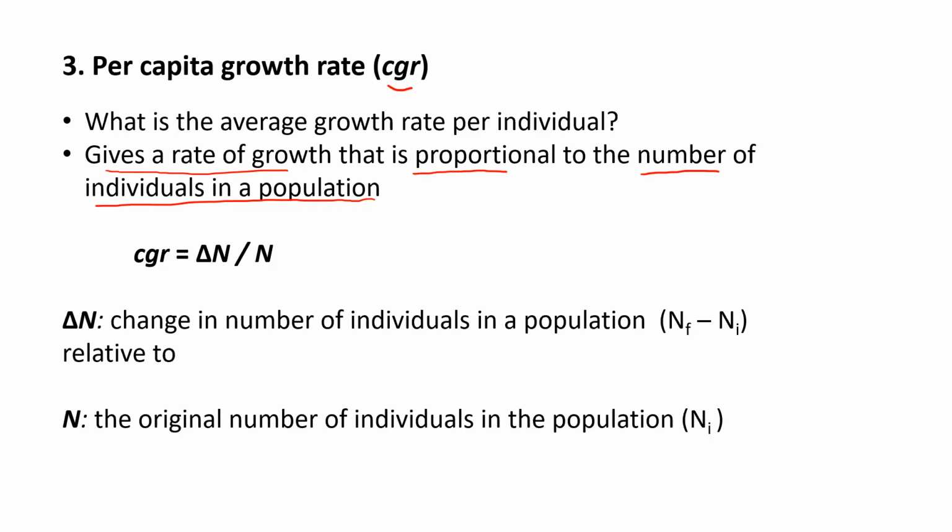But let's say you have a population of 10,000 people, and then the next year it grows by 4,000. All of a sudden, that tells me that there was a very large increase in population. And that's what the per capita growth rate does. It provides the context for the growth relative to the original number of individuals in the population. Change in number of individuals is the final minus the initial numbers.